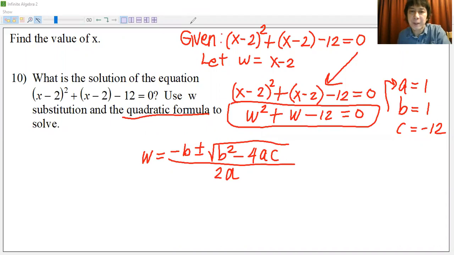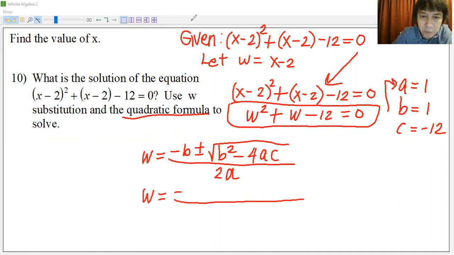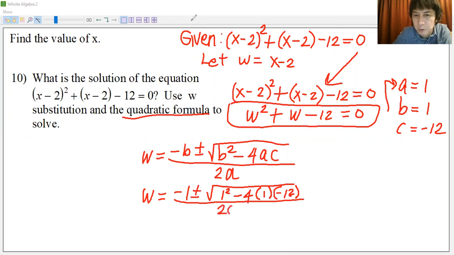Let us now use the formula and our ABC. So W is equal to negative of the 1, plus or minus the square root of B squared, which means 1 squared, minus 4 times A, our A is positive 1, times our C, which is negative 12, all over the denominator 2A, which means 2 times 1.